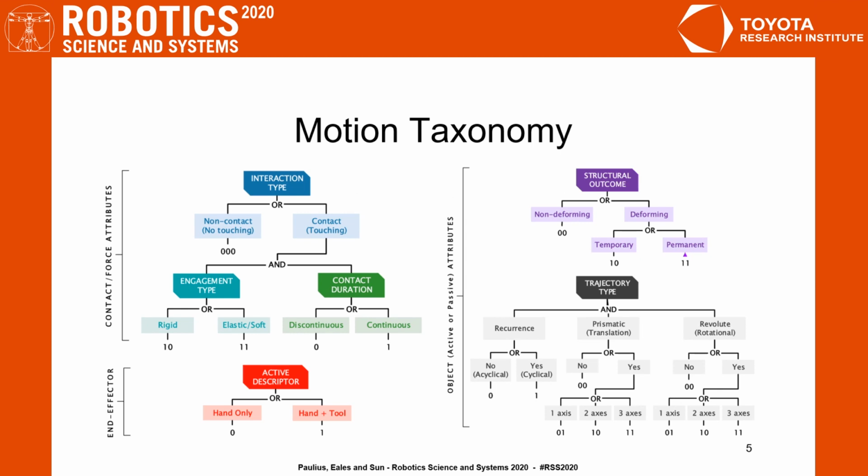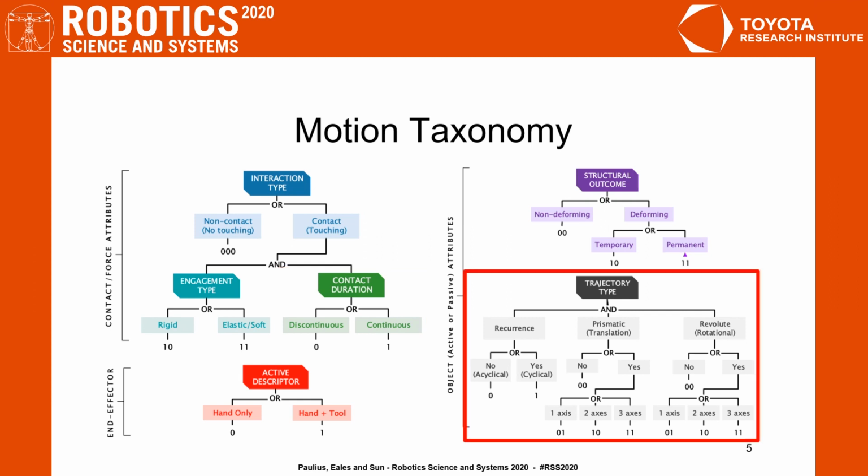We defined a motion taxonomy that represents the most important mechanical characteristics in manipulation motions. We consider a manipulation to be any interaction between active and passive objects, and we can describe this interaction using attributes such as interaction type, which describes whether the active and passive objects make any contact with one another, and if they do, we can describe the type of contact through engagement type, and we can note the duration of contact that happens between these objects. In addition to that, we can also note the observed trajectory of the manipulated objects in action.